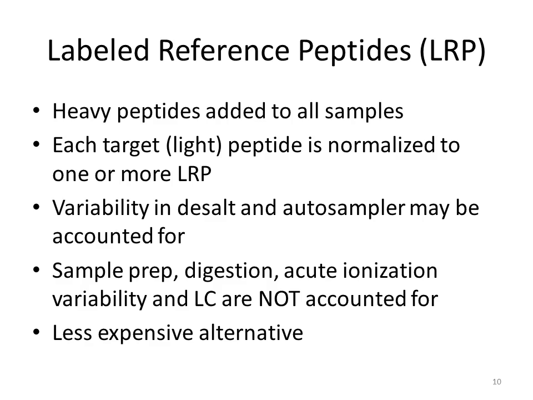This way, it may take into account the variability of desalt if you add them prior to desalt. It may take into account the variability of autosampler injection. It may not take into account the variability of any ionization issues you have as your samples come off the column, but it is considerably less expensive. And if you use the same labeled reference peptides for everything, then you can optimize on them once, feel comfortable with their stability, and then every new set of peptides you have to monitor, you've already checked out your internal standards.